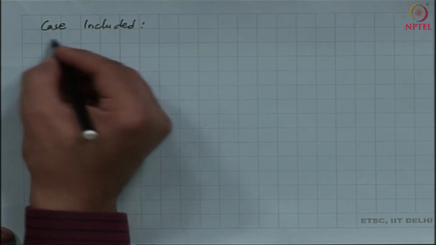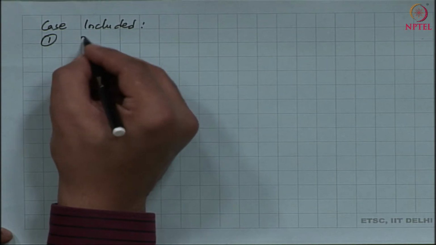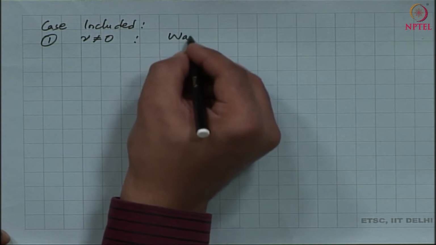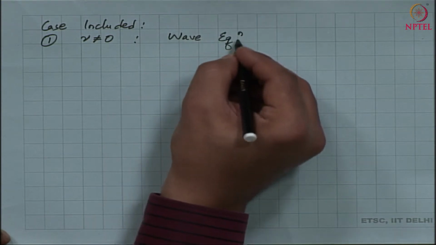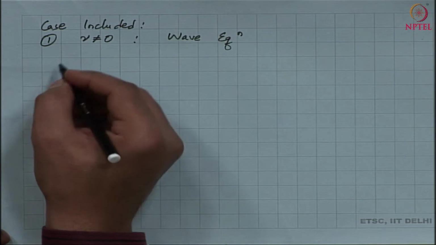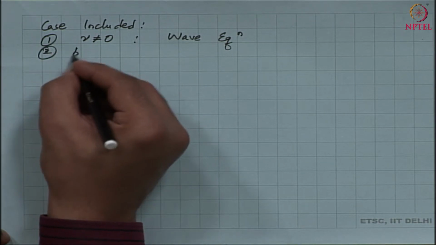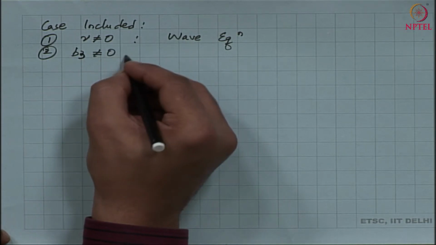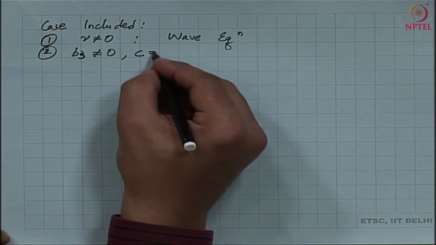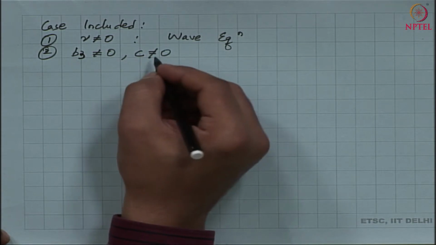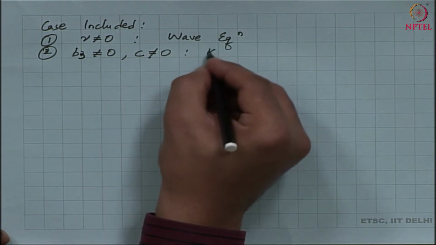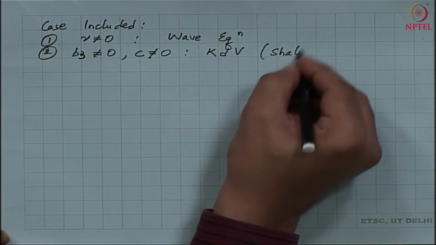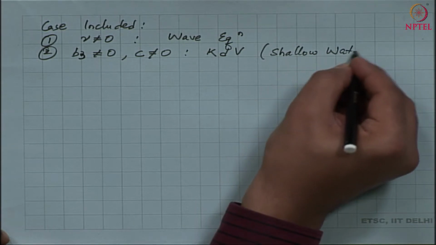So, the cases included are: if nu is zero, there is no diffusive term, then I am dealing with the wave equation, the general wave equation. Suppose I have the coefficient of the third derivative b3 not 0, and even the coefficient of the first derivative with respect to space not 0, then I have the famous KdV equation, the fractional KdV equation for shallow water models.